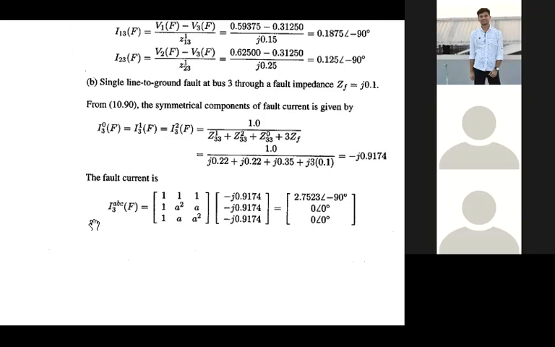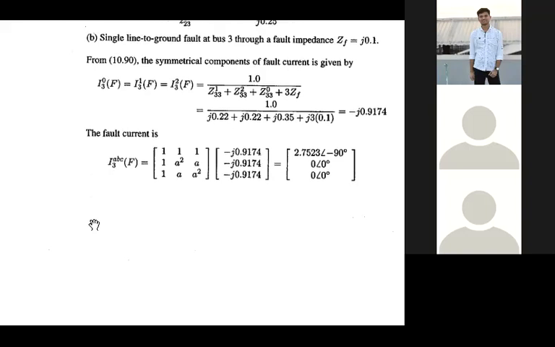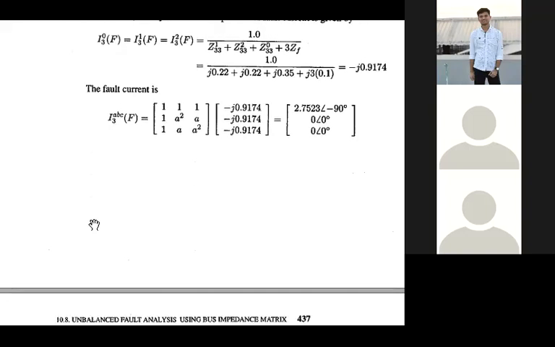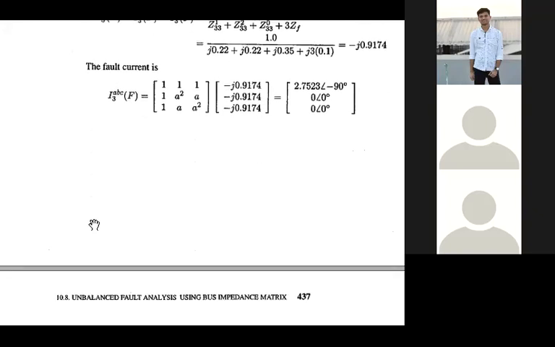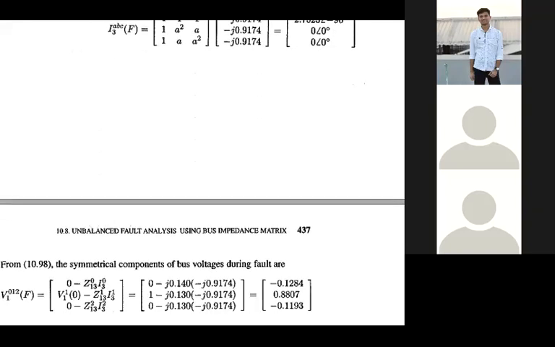Now you have to find the voltage for all the buses. That means V1, V2, and V3 during fault. And second layer, fault current calculation is done already. Now you have to determine voltage. Let's see fault voltage in terms of 0, 1, 2 domain. Okay, V1, 0, 1, 2 domain during fault.